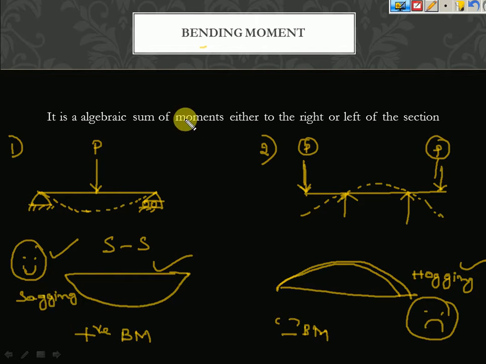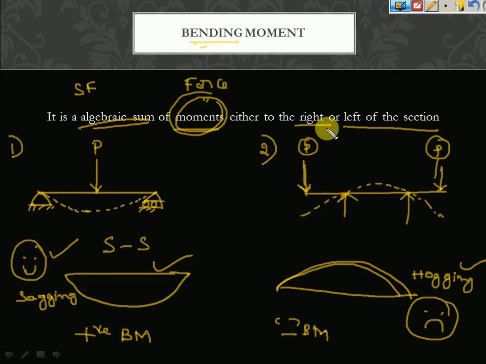So when we come to the definition, the algebraic sum of moments, either right or left of the section, is called bending moment. In case of shear force, what we had told was the algebraic sum of forces either at the left or right of the section. In case of bending moment, it is the algebraic sum of moments either at the left or right of the section. So what is moment? I will explain that in a very detailed manner in the upcoming slides.